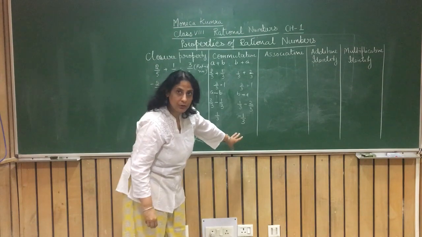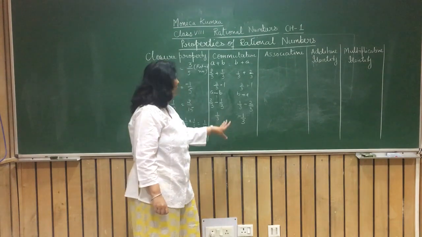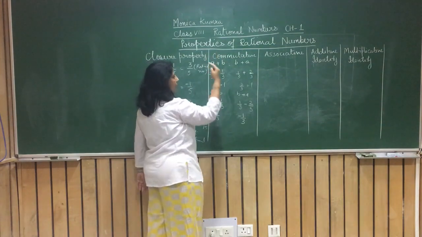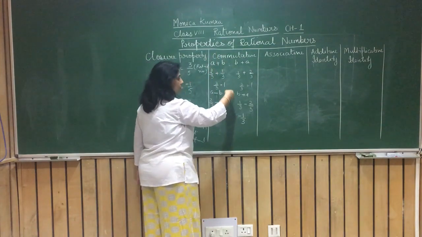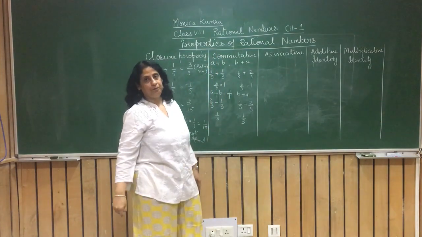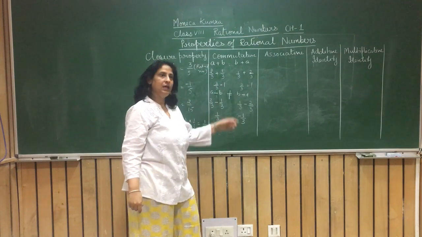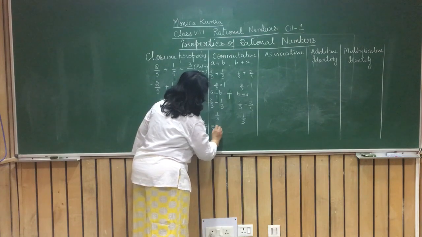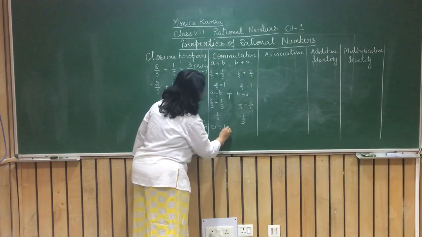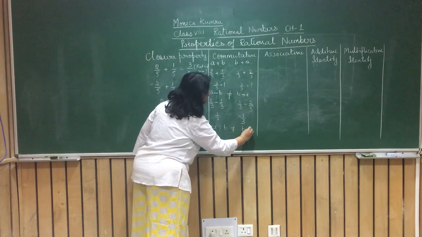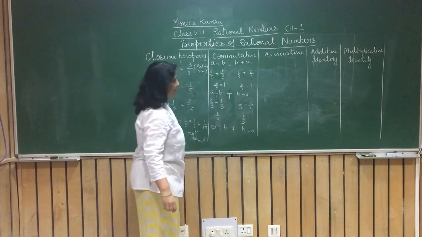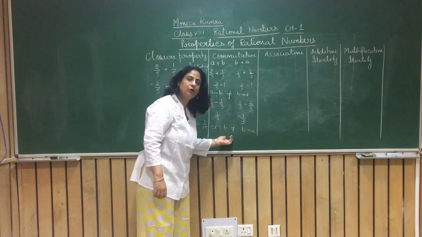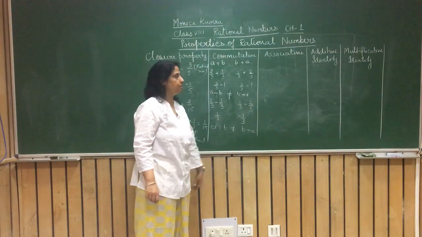So is this commutative? Is A minus B equal to B minus A? No. So rational numbers are not commutative for subtraction. And if they are not commutative for subtraction, they will not be commutative for division also. A divided by B is not equal to B divided by A. So you can check yourself by taking one example.